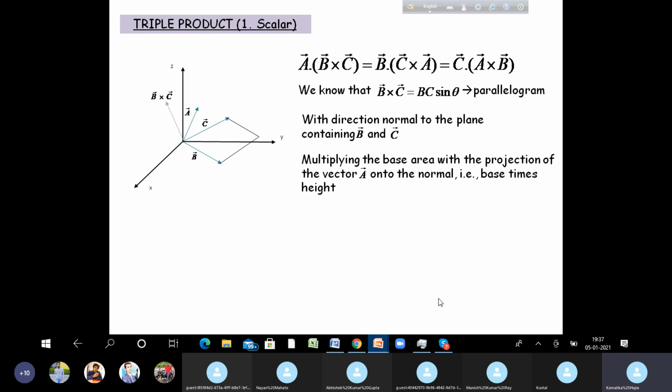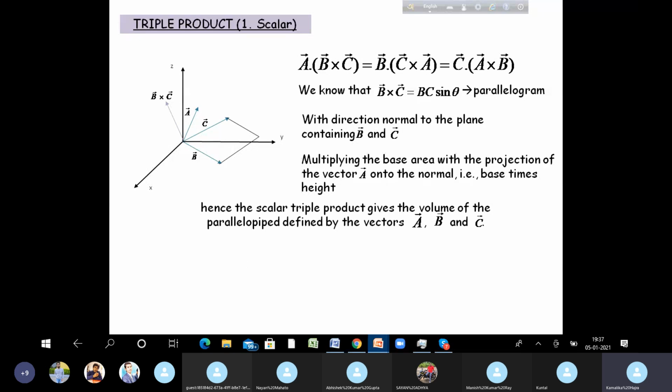Volume, ma'am. Yes, volume. What took you so long? Area of the base into height will give you the volume. So the scalar triple product gives the volume of the parallelepiped defined by the vectors A, B and C. Okay.